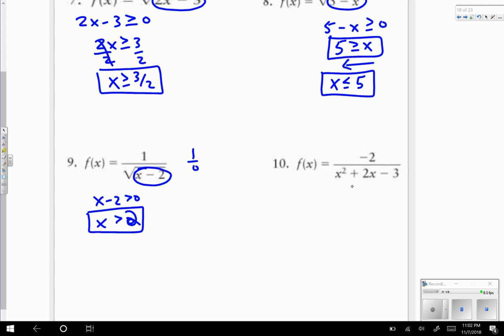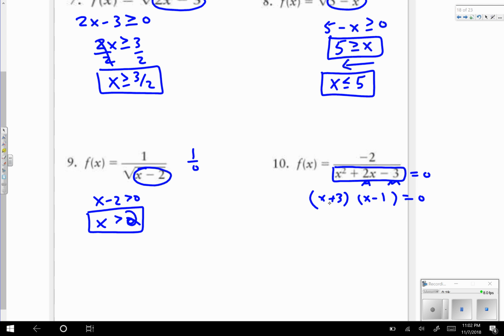Here, there's no radical, so that's good. So what we want to do is find out where the denominator is equal to 0, and that's what it cannot be. So the domain for this can be anything except where the denominator is equal to 0. The easiest way to do this is to factor it out and then set it equal to 0. So I'm looking for two numbers that add to 2 and multiply to negative 3. I know that 3 and 1 means that that should be our factor. So x plus 3 and x minus 1 should do the trick.